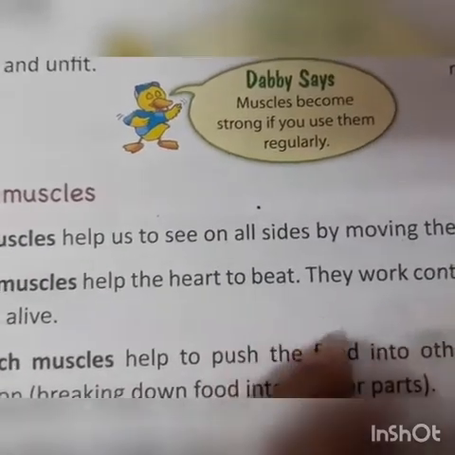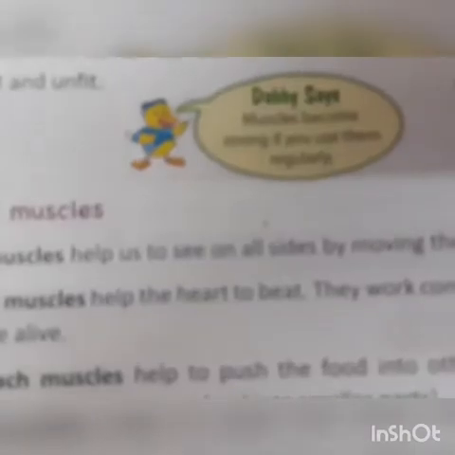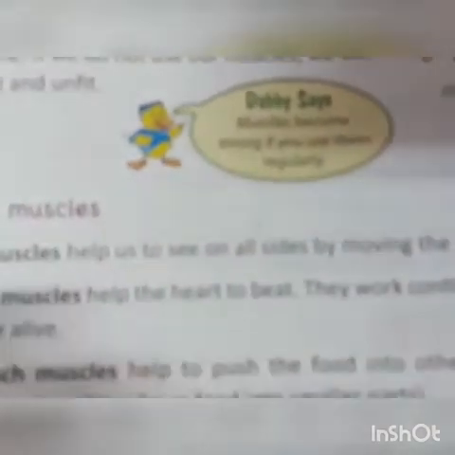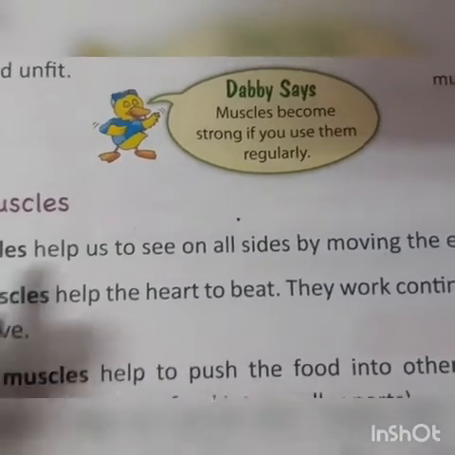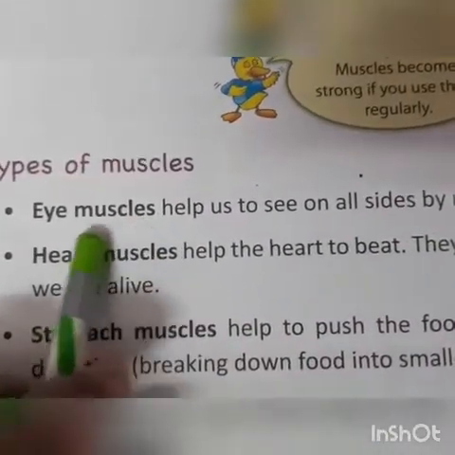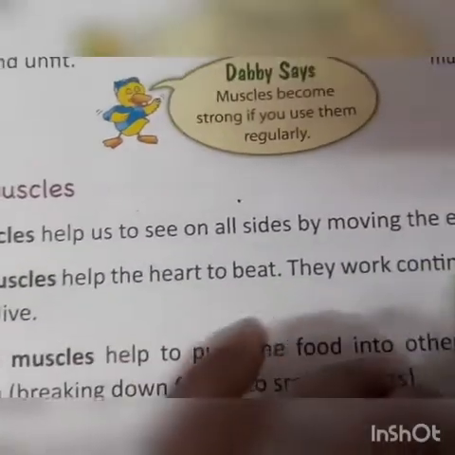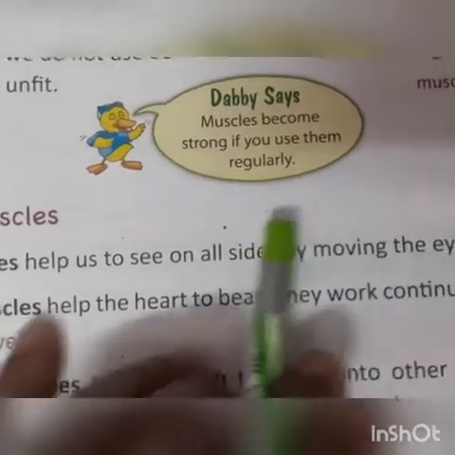You know what is an eyeball? आँख के अंदर जो छोटा सा round होता है, either it is black in color or somebody has brown in color, and some very very few people have it blue in color also. So we can move that eyeballs with the help of the eye muscles. आँखों के जो muscles होते हैं उनके help से हम eyeballs move करते हैं सारे sides में, चारों तरफ, और हम अच्छे से देख सकते हैं.